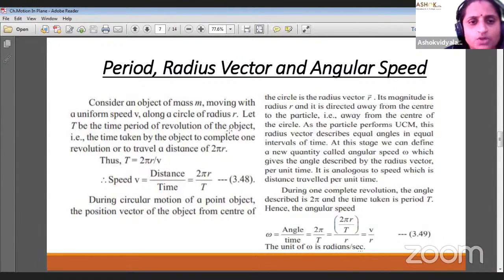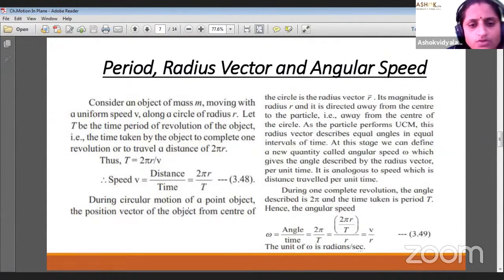What is the definition of the period of the object? The time taken by the object to complete one revolution, or to travel a distance of 2 pi r. Thus, capital T is equal to 2 pi r upon v. Speed v is equal to distance upon time, therefore 2 pi r upon T.